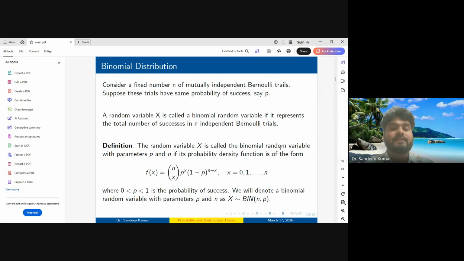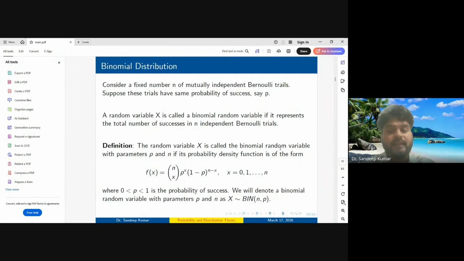Suppose these trials have the same probability of success, say p. A random variable X is called a binomial random variable if it represents the total number of successes in independent Bernoulli trials. If I have Bernoulli trials and I take the summation of all Bernoulli trials up to n, then here X is the total number of successes in n independent Bernoulli trials. And the definition of the binomial distribution: random variable X is called a binomial random variable with parameters p and n. Binomial distribution has two parameters, p and n.